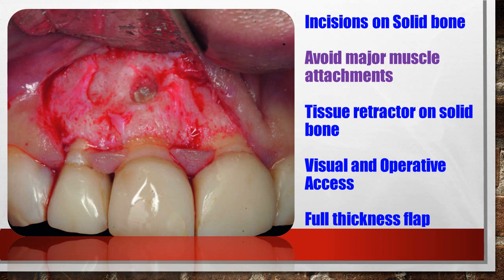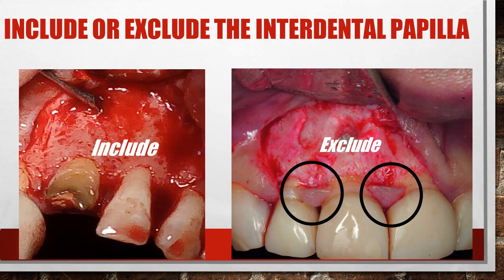So the full thickness flap means you are incising all the way to the bone till you can actually have contact with the bone. That helps for healing. Then you have to decide whether you want to include or exclude the interdental papilla. Both are okay. However, we prefer to include the interdental papilla for cosmetic reasons, because then the entire thing can be reflected back and then sutured. It will have a more natural appearance.